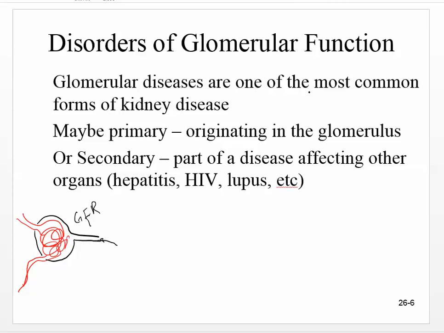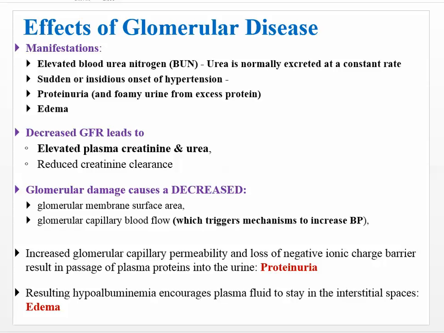So glomerular diseases are one of the most common forms of kidney disease. They may be primary, which means that it originates in the glomerulus, like what I was just talking about, or secondary, where it may be part of a disease affecting other organs. So it could affect other organs, but then it may also have some kind of an effect on the glomerulus as well. So maybe in the case of lupus, it's producing antibodies somewhere else that will land here in the glomerulus and then affect filtration. Okay, so effects of glomerular disease.